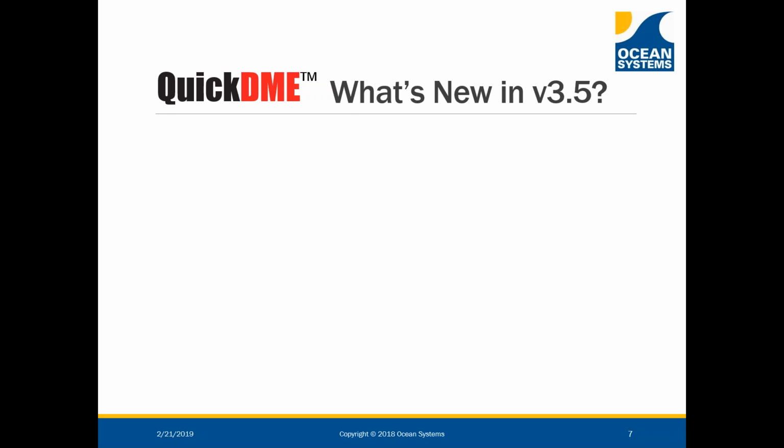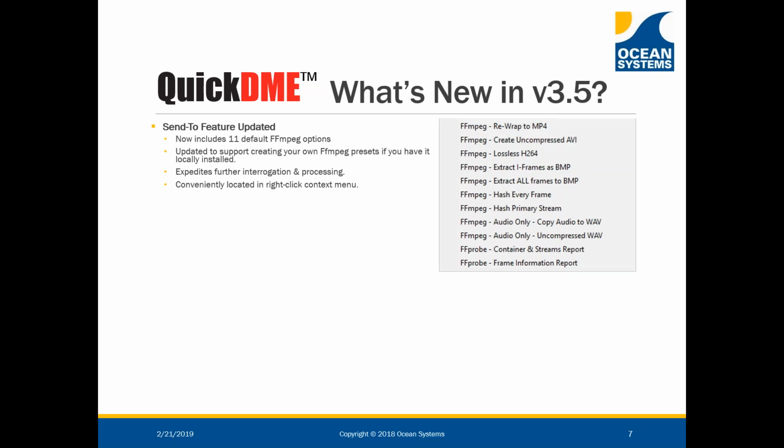So what's new in QuickDME 3.5 then? Well, one of the big things is our new Send To feature that has been updated to include 11 default FFmpeg Send To options. So those familiar with QuickDME and Access DME know that we've had the ability for quite some time to right-click on an asset and set up custom send-tos so that you can send those assets out to third-party solutions for processing. So I can quickly right-click, send to Photoshop to clarify an image with Clear ID or video. I can send stuff out to Adobe Audition, and so on and so forth.